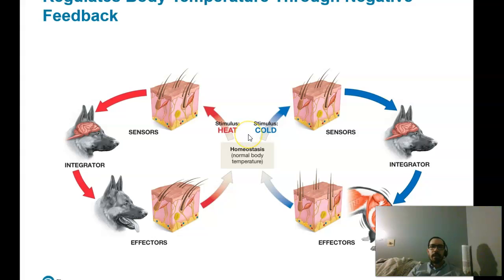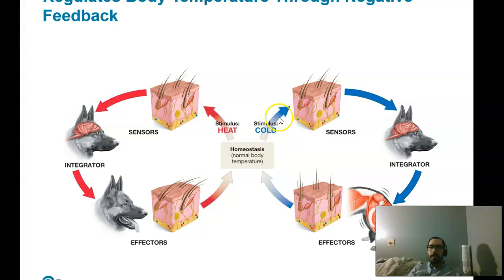So here you can see these negative feedback loops. Here we have homeostasis for body temperature. If there's too much heat, there's going to be sensors, right, on the skin. Then it'll lead into the integrator in the brain, like the hypothalamus, and that'll tell the body what to do. So if it's too warm, it's going to tell the body, or the dog in this case, to pant. And then that'll cool off the animal.